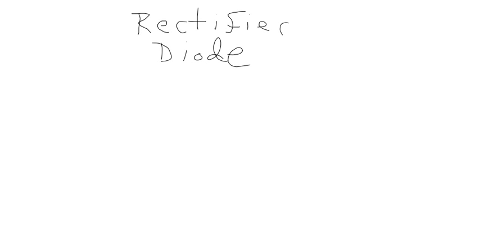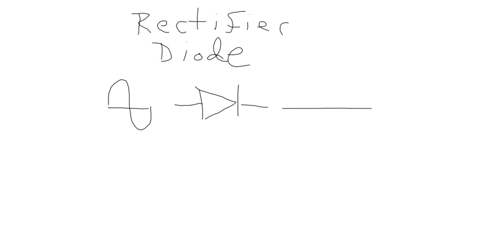If I take AC and feed it into a diode, during the positive half cycle, I'm going to be forward biased. So I'll have a current flow, and basically the top half of my AC waveform gets passed through. But during the negative half cycle, it gets reverse biased, so I get nothing out. So if I have a series of sine waves, it's going to keep repeating that. That's what we call a half wave rectifier.